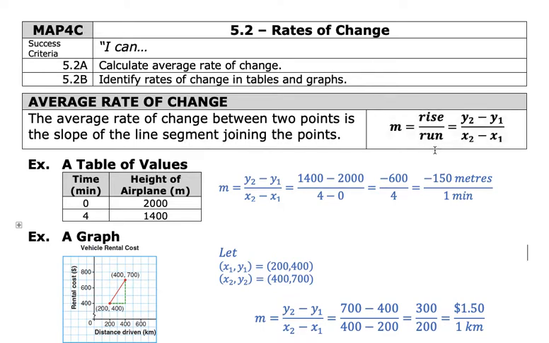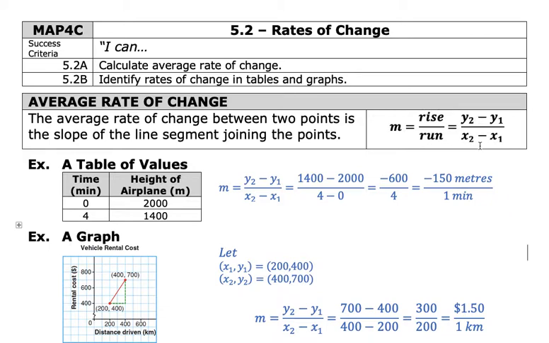M is equal to rise over run, which is y2 minus y1, which is just the change in height, that's the rise, divided by x2 minus x1, which is the run or horizontal displacement.